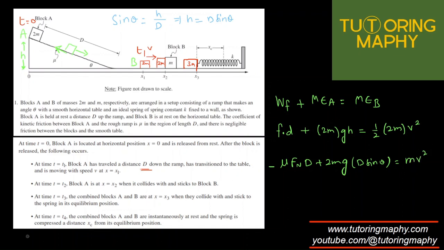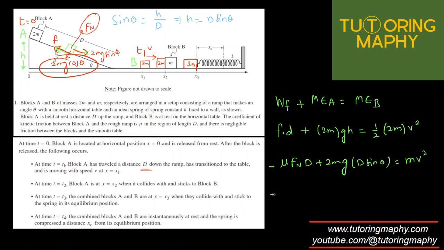Now the question is, what is normal reaction? So for that I need to make an FBD. This is the normal reaction here. This force is going to be a component which is 2mg sine theta, and this is going to be 2mg cos theta, and this is going to be the friction force. So the normal reaction is obviously equal to 2mg cosine of theta.